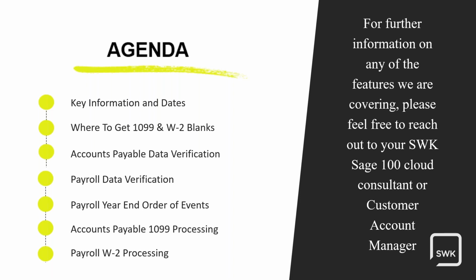Accounts payable data verification. How do we look at that 1099 data before we run our W-2s or our 1099s so that we know we have the right information? And the same thing on the payroll side, verifying that data. We'll talk about the order of events with payroll. That's always a hot question, what order do I do things in at the end of the year as far as end of the year checks and those kinds of things. And then we'll get into the program and do the 1099 processing and the W-2 processing right within the program.